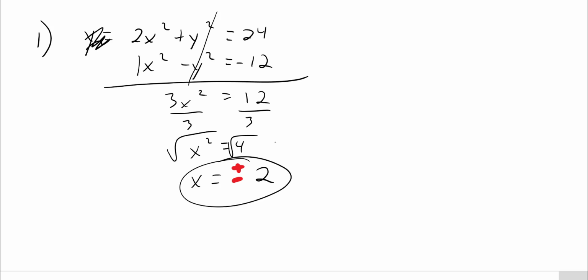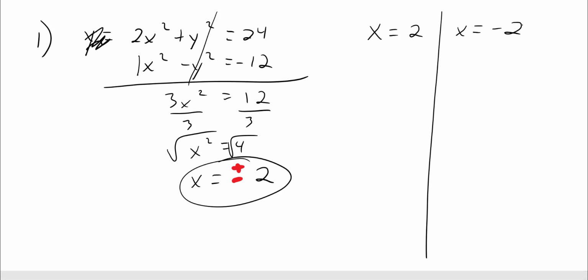Then I need to substitute it back into one of the two equations, and I have to find out what y is. You're going to see me doing this every single time. x equals positive 2, x equals negative 2. It's plus or minus 2. All right, and then you're going to plug it into, let's just do the first equation, 2x squared plus y squared. So 2 times 2 squared plus y squared equals 24. And you're going to solve for y.